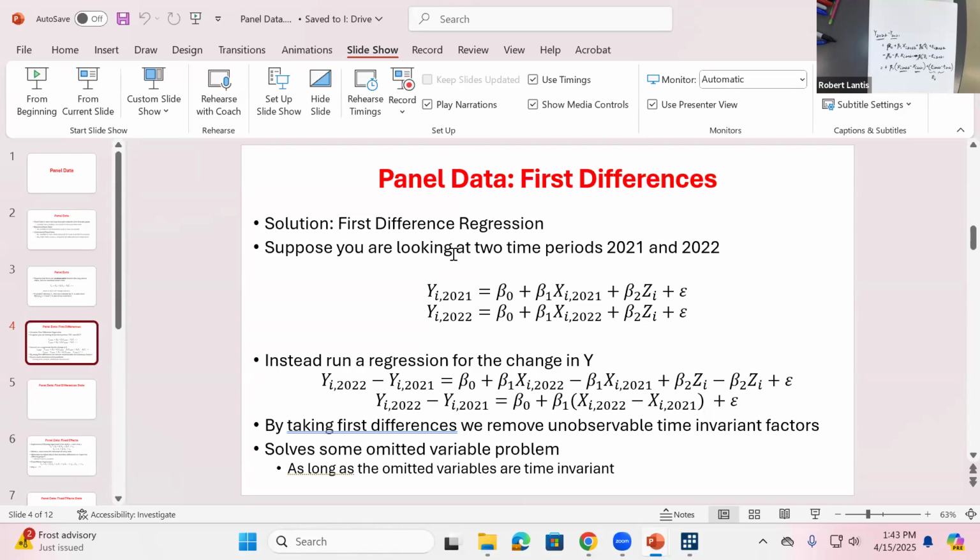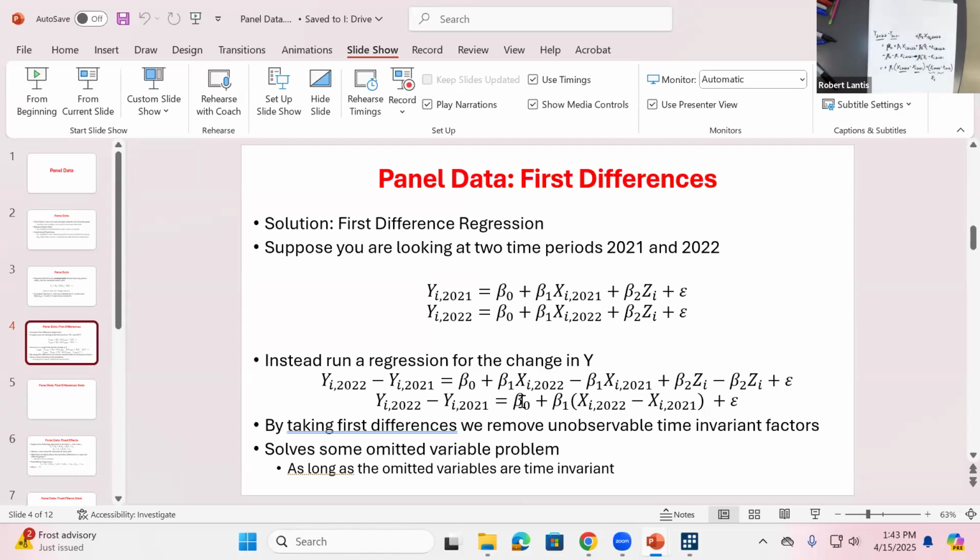Anything that is time invariant. Now, if there are still omitted variables that vary with time, so let's say I had X2, right? And then I have what? X2 and Z2. Now, if these things vary with time, I'm not eliminating those by using my first difference, right? All I'm eliminating is anything that is time invariant. Okay?